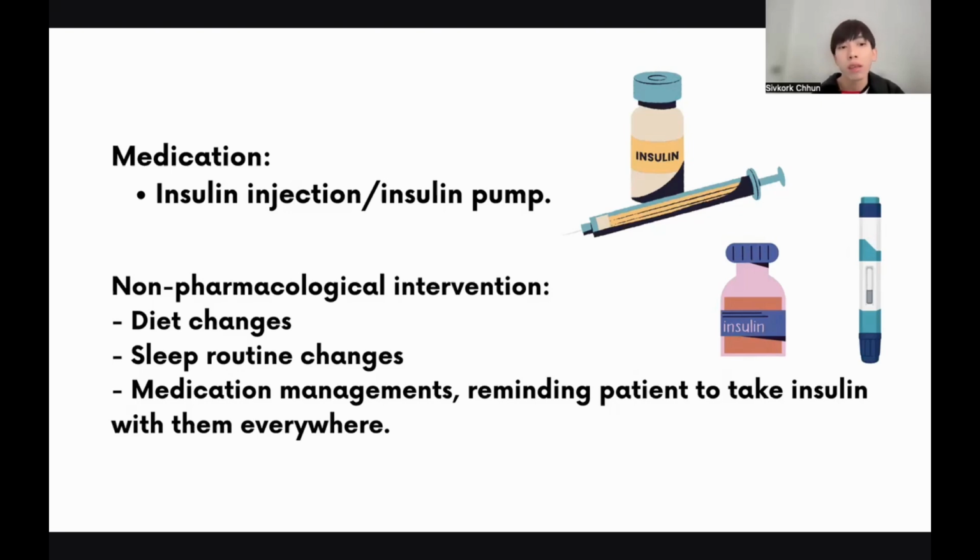So this is not in the clinical details. I'm just explaining what I have done research on. So insulin injection and insulin pump, there are like 5 types of insulin. If you understand each type of insulin, it's good for people to understand better about type 1 diabetes mellitus. So the first type is the fast-acting insulin.